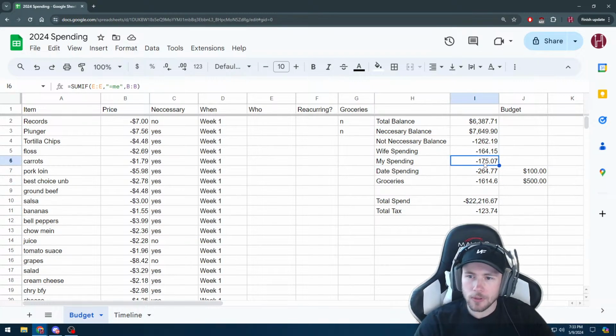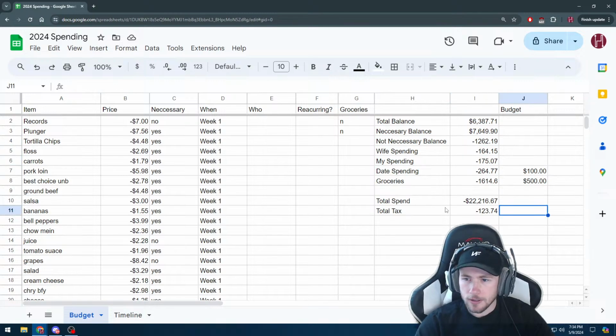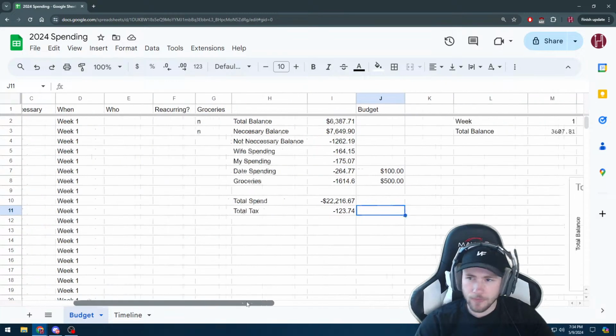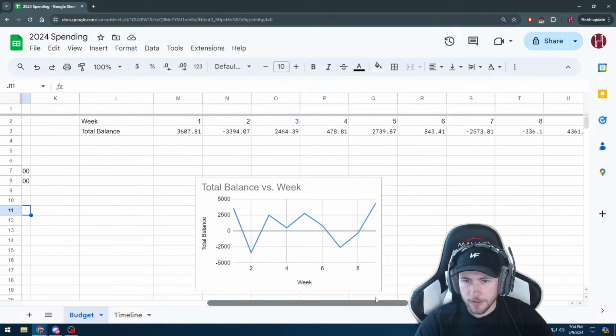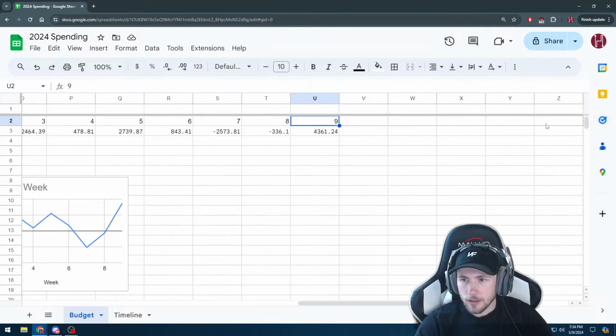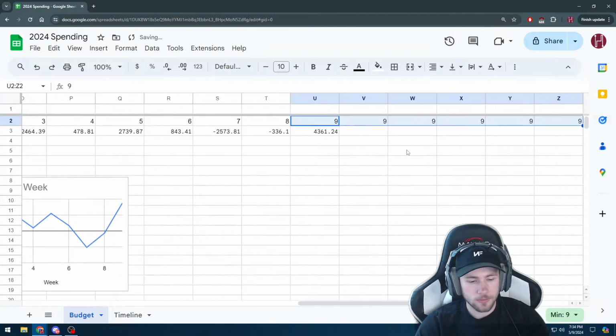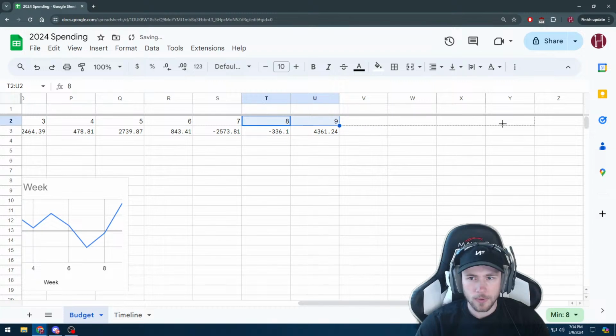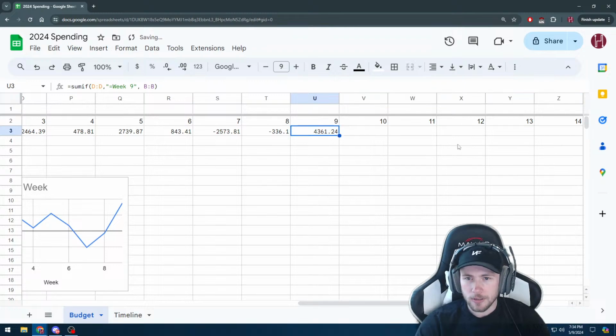My spending went up a little bit. Yeah, I mean, we're looking decent here. Not too bad. Let's see, did these update? Oh, I need to drag them out further. 9, 10, 11, 14. Is this a draggable formula? It's not.